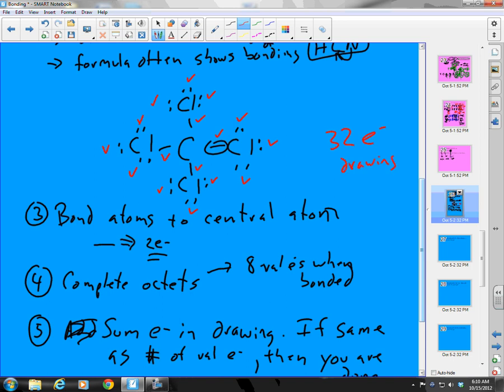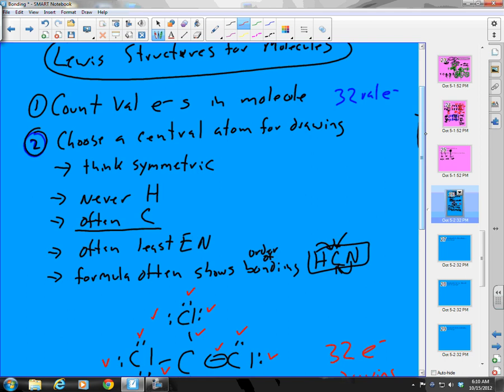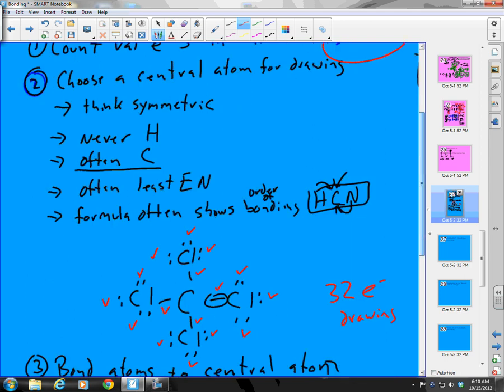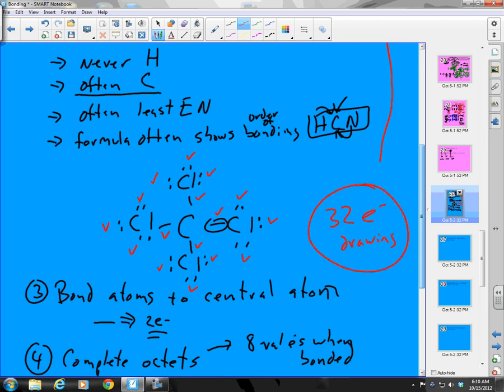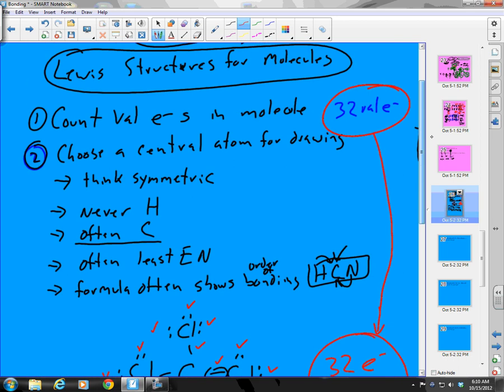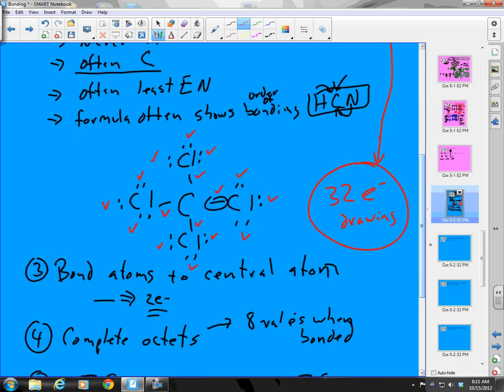Now, how many valence electrons were we allowed to put in the drawing? We said 32 valence electrons. Woohoo! 32 and 32, they equal each other. Well, that is exactly what's supposed to happen. So my drawing has exactly the number of electrons as my valence electrons. All my atoms have 8 electrons. They have their octet, and that means they all have noble gas configurations, and that would be a good Lewis structure.